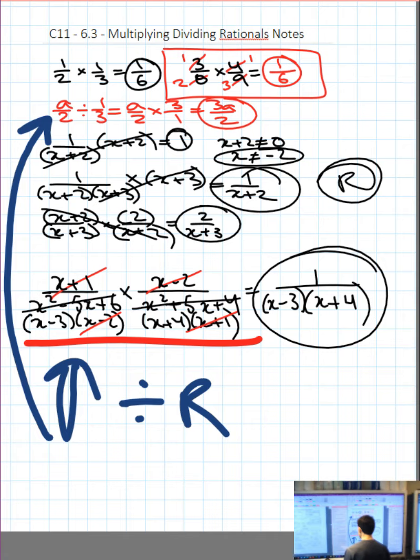So that's multiplying and dividing. Keep in mind, you might get complex fractions where you have to add and subtract and then multiply and divide. But let's take a look into now adding and subtracting rationals.